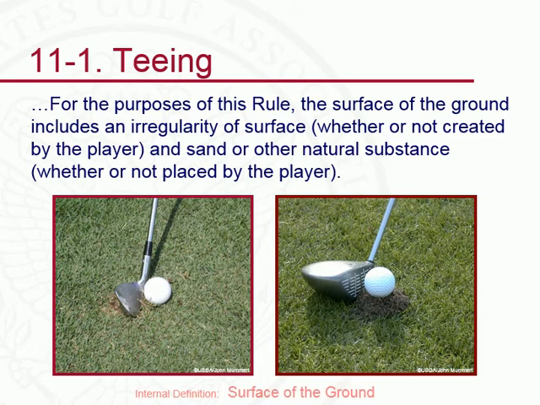For the purposes of this rule, the surface of the ground includes an irregularity of surface, whether or not created by the player, and sand or other natural substance, whether or not placed by the player. So that's an internal definition of surface of the ground, as you can see on the left and the right. Although the ball on the right is on sand or another natural substance, that would also be considered on the surface of the ground.